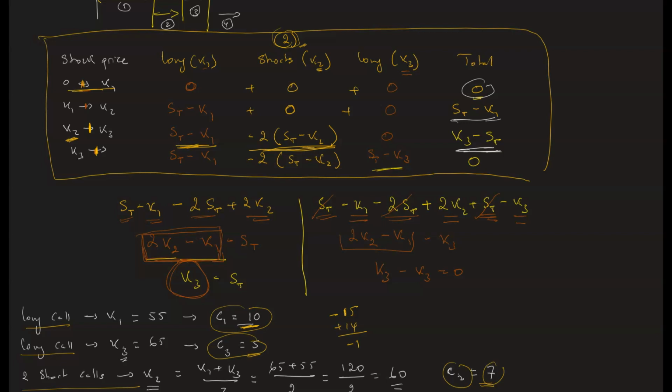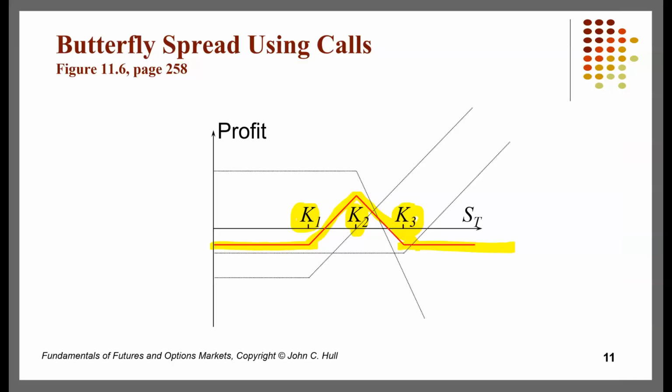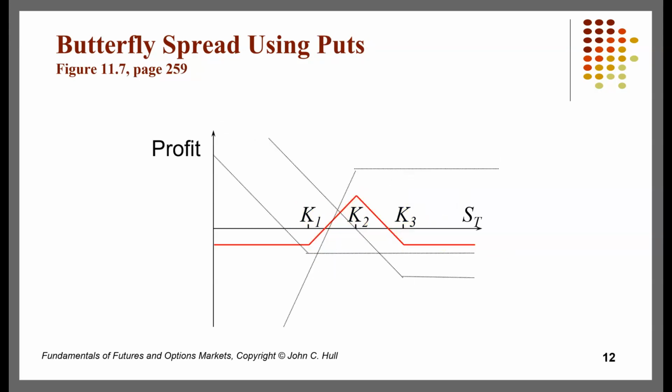All right, so we're done with the butterfly spread using calls. What we're going to do next is touch on another type of strategy that we can look at, and that's going to be the calendar spread. So this here is the butterfly spread using calls. We can construct another butterfly spread using puts, and the profile is the same.